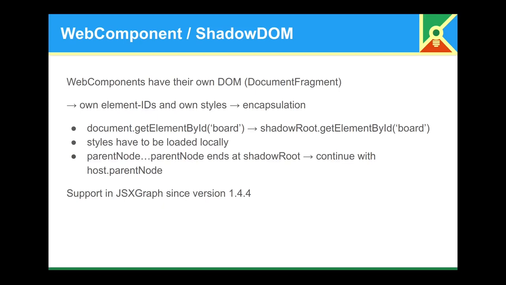There are some special characteristics you have to know about web components if you deal with them, because web components have their own document fragment, their own document object model. This means element IDs are local to the document fragment, local to the web component, and also the styles are local to the web component. For example, if you want to get a reference to an element, normally you would call document get element by ID. This won't work inside a web component. Then you have to start from the shadow root and call shadow root get element by ID.